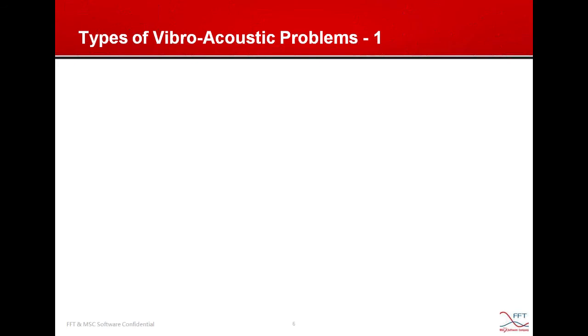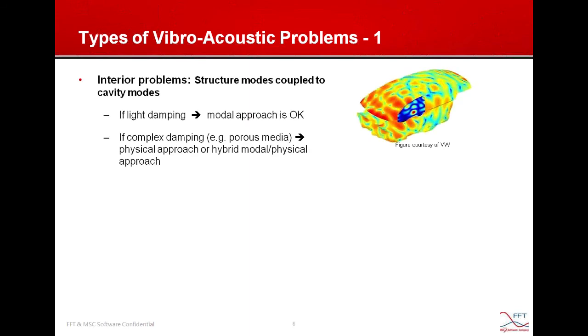So now let's take a look at the main categories of vibro-acoustic problems. First, the interior problems. In an interior problem, a structure is coupled with the inner acoustic cavity. Now, to illustrate this concept, we choose a car side window coupled with the car compartment cavity. In the system, now, if the damping is light and global, we can use a modal approach. This is typically done in the car cavity.